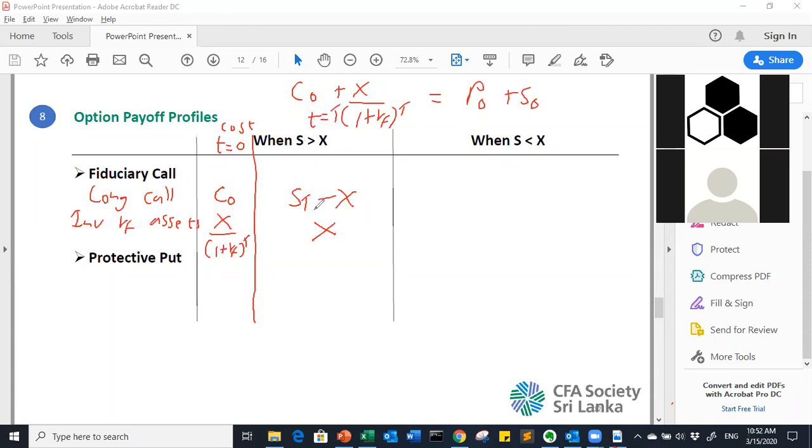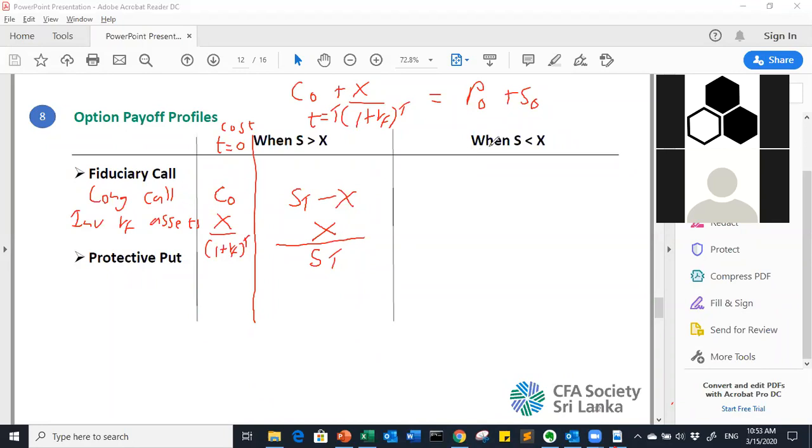So which means that the net payoff you're going to get is just ST. Here you need to make a minus X payment, but luckily you have put that money in the bank, so you're getting X amount. So that and that cancel off, so you just have ST as your payoff.